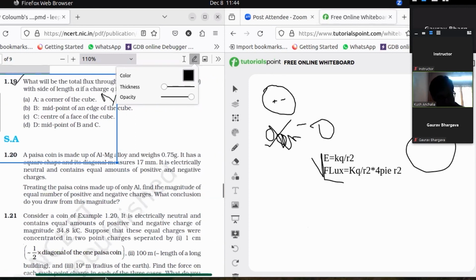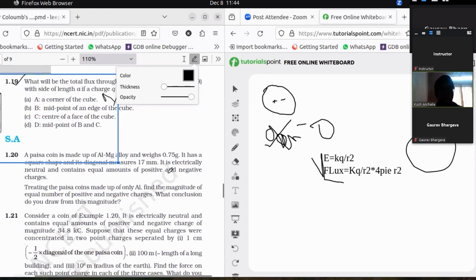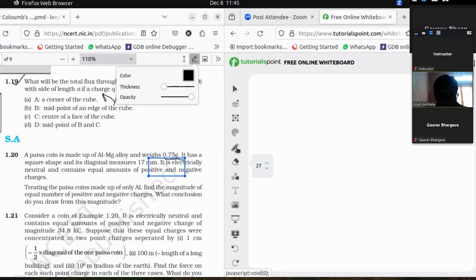Next is short answer. Paisa coin is made of Al and Mg alloy and weighs 0.75 gram. It is a square shape and its diagonal measures this. Okay, too much information, let me write it. It has a square shape. Diagonal measures 17 mm.